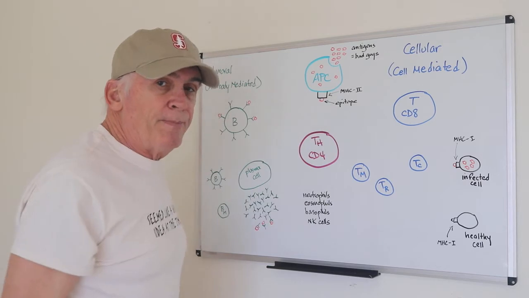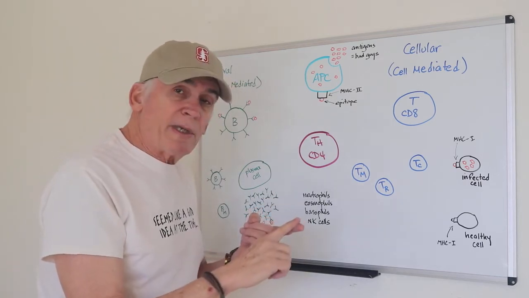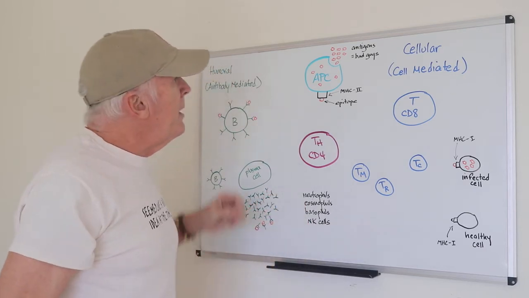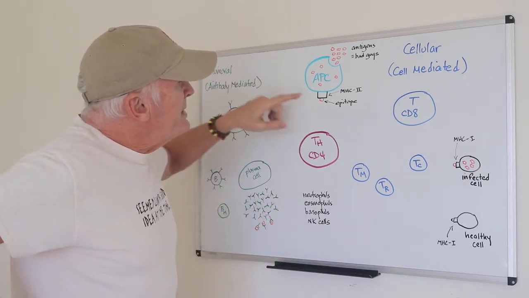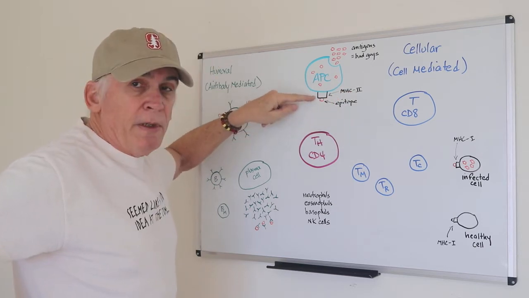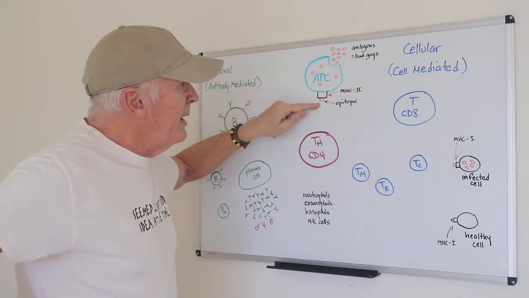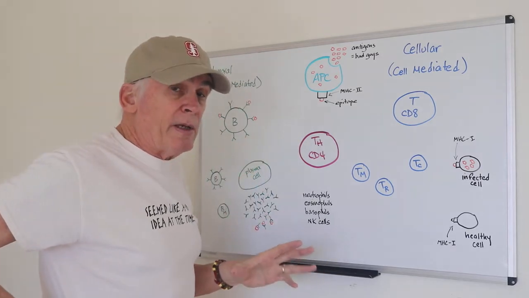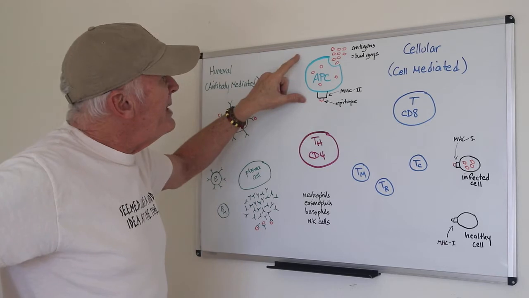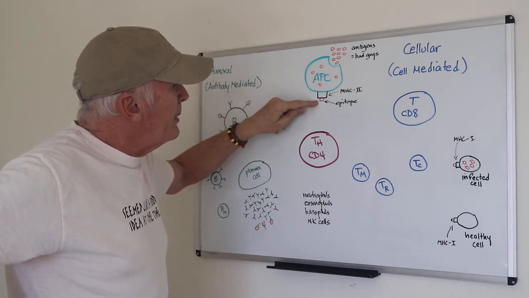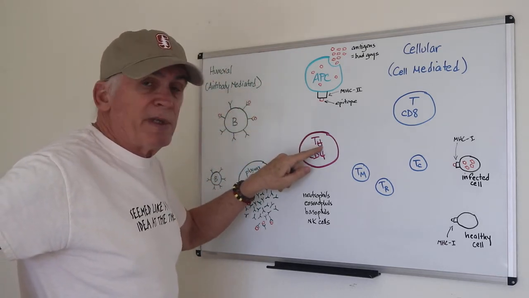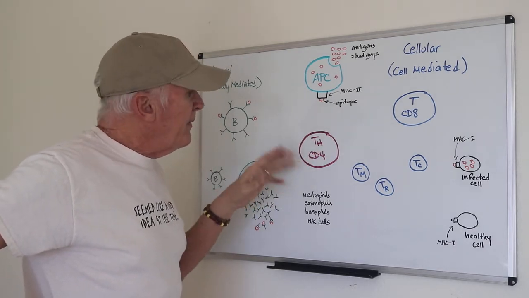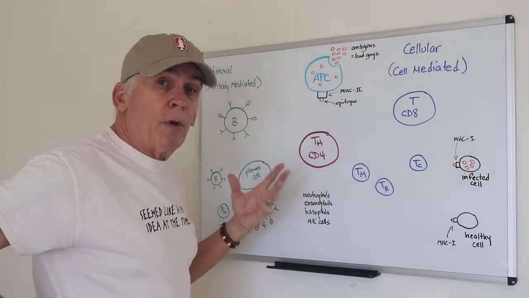APCs gobble them up. Remember, APCs can be dendritic cells, macrophages, or B cells. So what do they do? They gobble them up, and then they use their MHC2 protein to display the epitope of the antigen. The epitope is the part of the antigen that the immune system can recognize. Then the APC shows that epitope to a T helper cell, also called a CD4 cell, cluster of differentiation marker number 4.